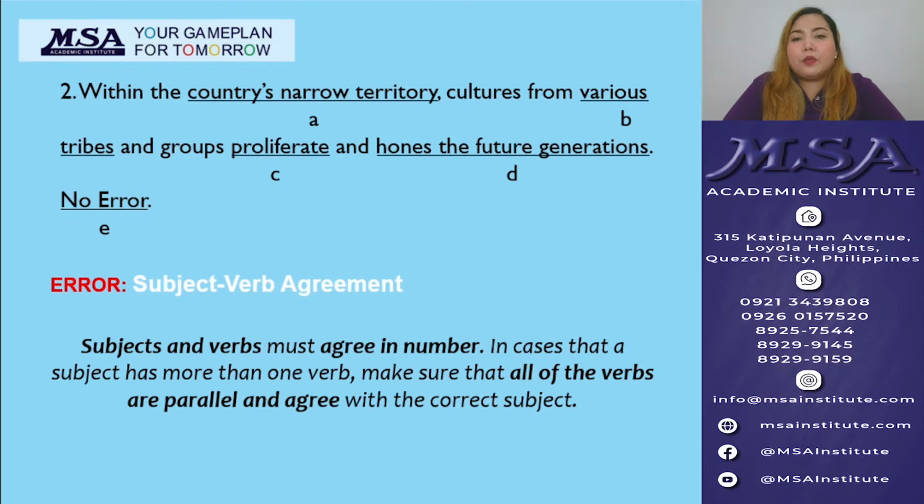Therefore, that verb agrees with the subject. However, the next verb, hones, is in its singular form and does not agree with the noun cultures. Therefore, our error in this sentence is letter D. Hones should be in its plural form, hone, so that it will agree with the plural subject, cultures.